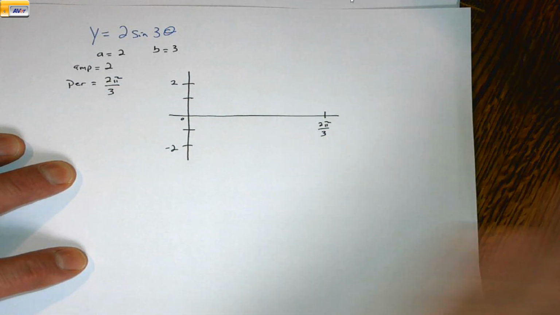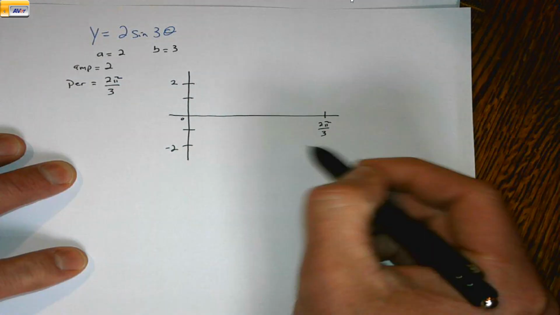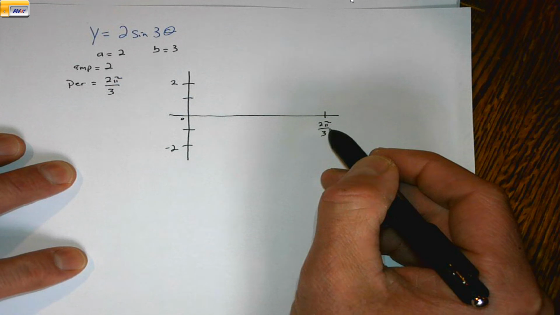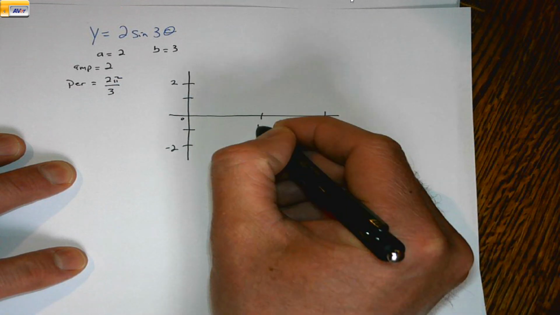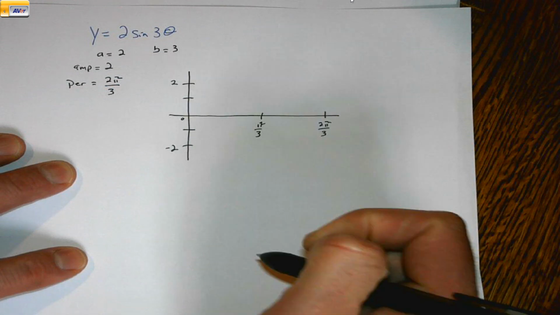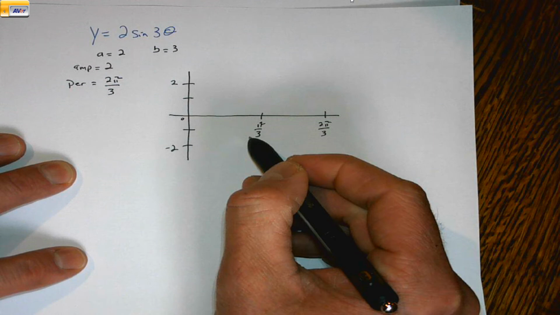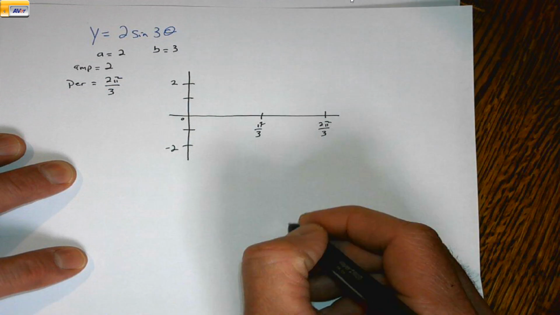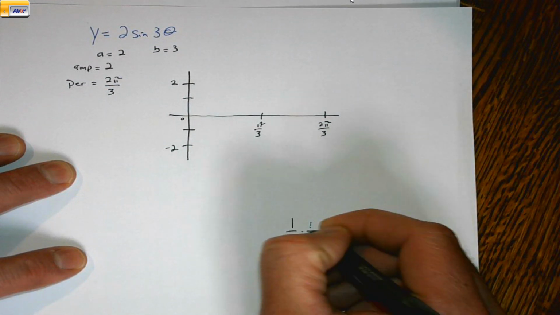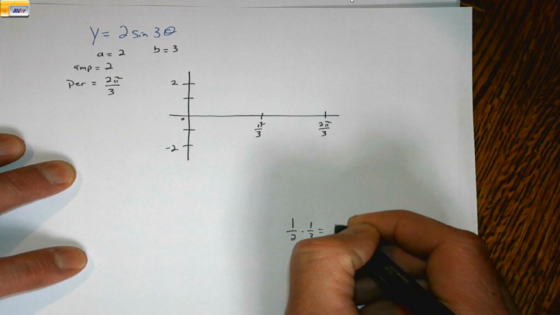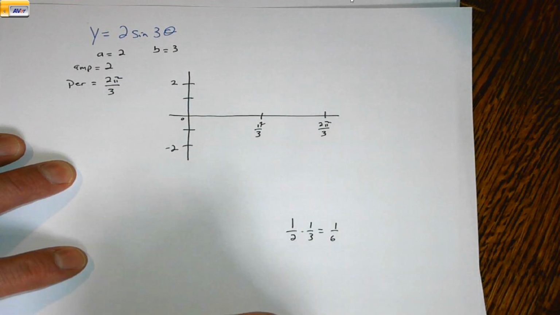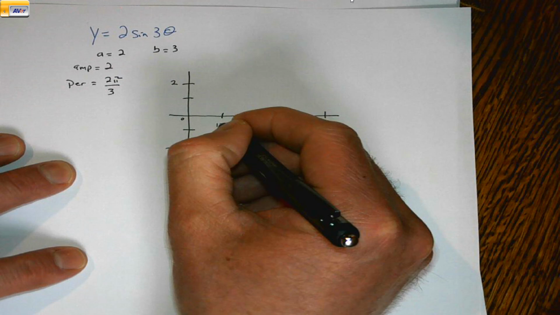So we start thinking about it. Well, what's half of 2 pi over 3? Well, half of 2 pi over 3 has to be 1 pi over 3. Well, what's half of 1 pi over 3? So basically you're thinking of what is half of 1/3. So remember, when you're doing that, you're just multiplying fractions. You get 1/6. Okay? So this here is at pi over 6.